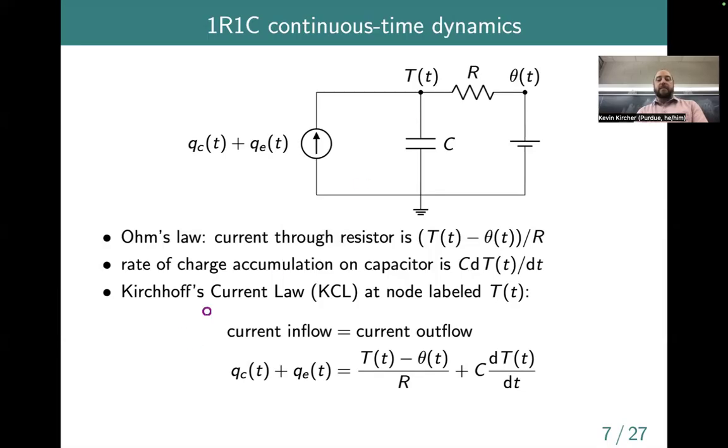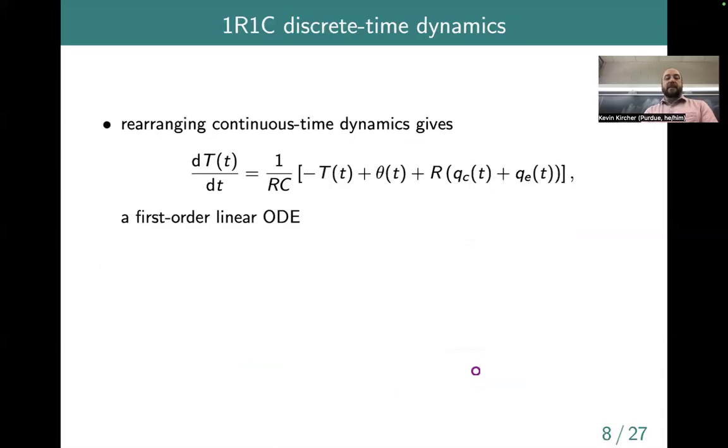So if we apply the current law at this node here, we get the current inflow, which is just the sum of these QC and QE terms. And then the current outflow is the current over this resistor, which we get from Ohm's law, plus the current that's going into this capacitor. And that's the same as the current that's building up on the capacitor. So we plug in the capacitor charge accumulation formula down here. And we will rearrange this and get basically the governing differential equation. So if you move this term over to the left-hand side, divide through everywhere by C, factor out an R, we get this equation here.